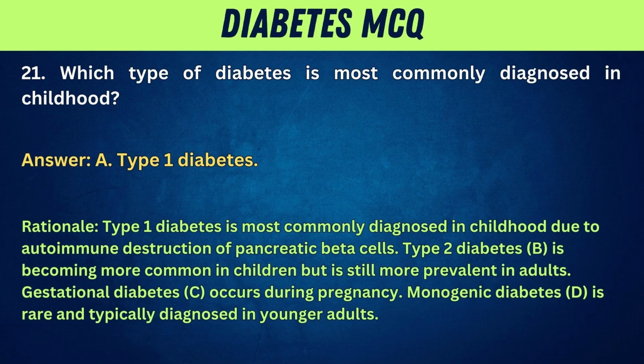cells. Type 2 diabetes, B, is becoming more common in children but is still more prevalent in adults. Gestational diabetes, C, occurs during pregnancy. Monogenic diabetes, D, is rare and typically diagnosed in younger adults.